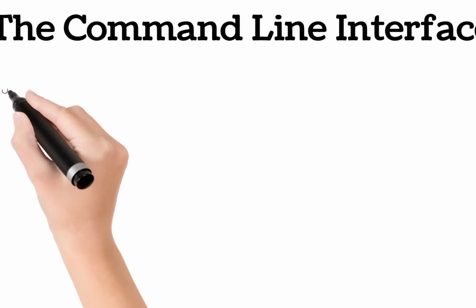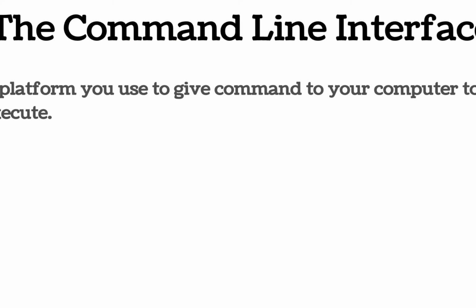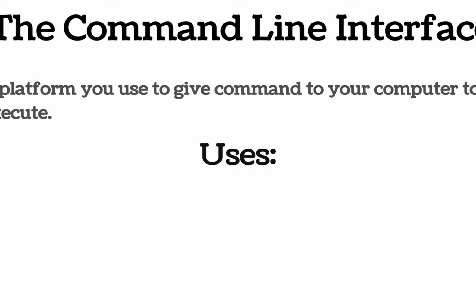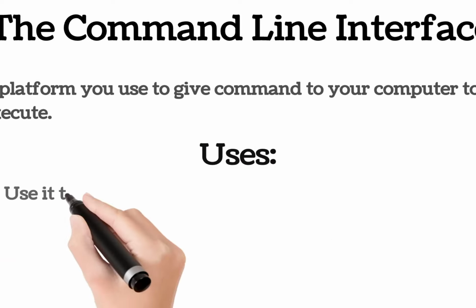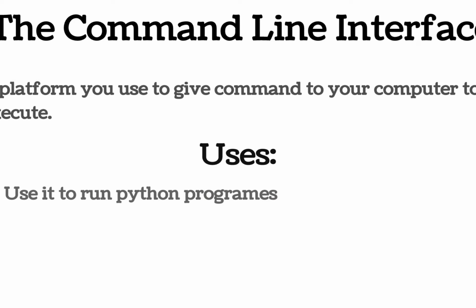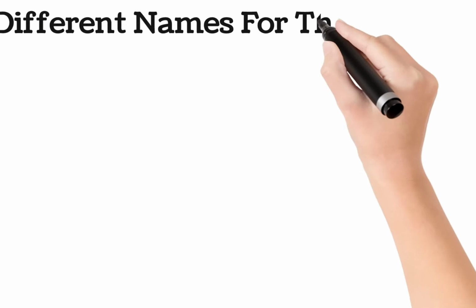The command line interface is a platform that you use to give command to your computer. There are many uses you're going to find it useful in so many areas in your programming journey. One of the things you'll be using it to do is to run your Python programs. And the second thing you will use it to do is to create environments where you will execute Python commands. I'm going to be showing you how these things are done in this video.